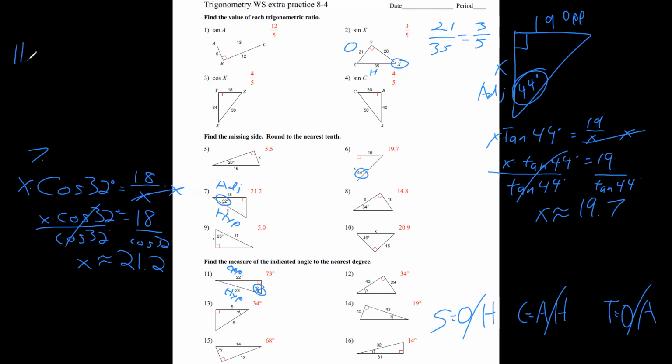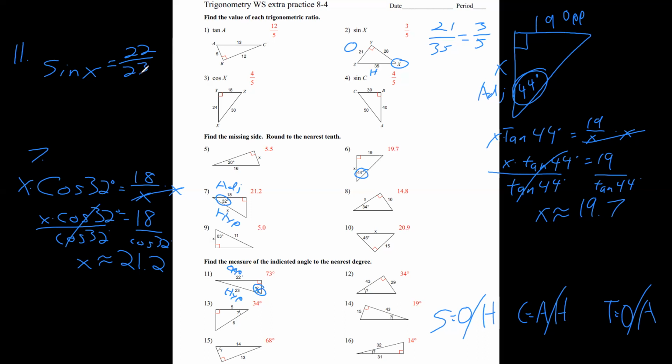So for number 11, we are definitely using sine. Sine of the angle, which I call x, is equal to opposite over hypotenuse. Opposite was 22, hypotenuse was 23. We have ourselves our equation. Now we're solving for x.